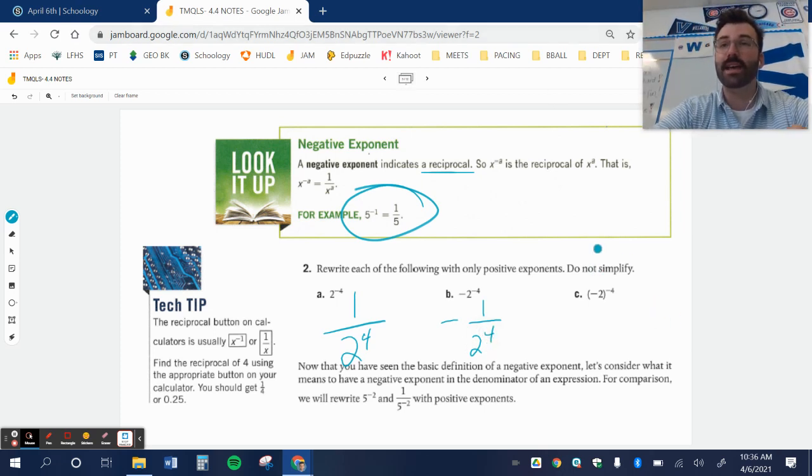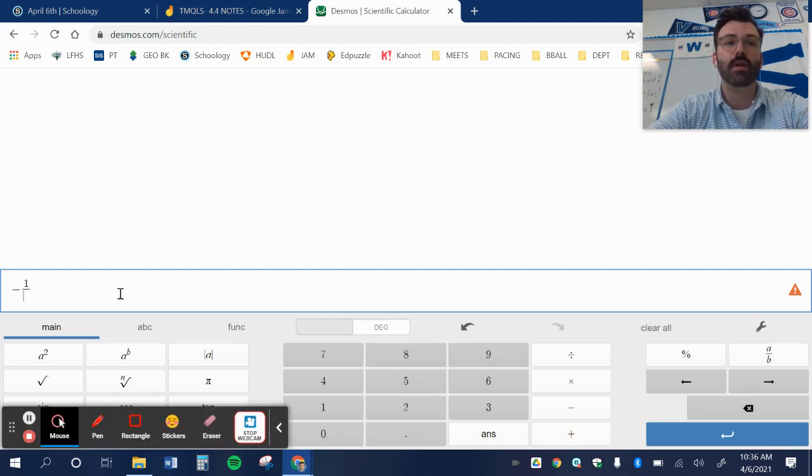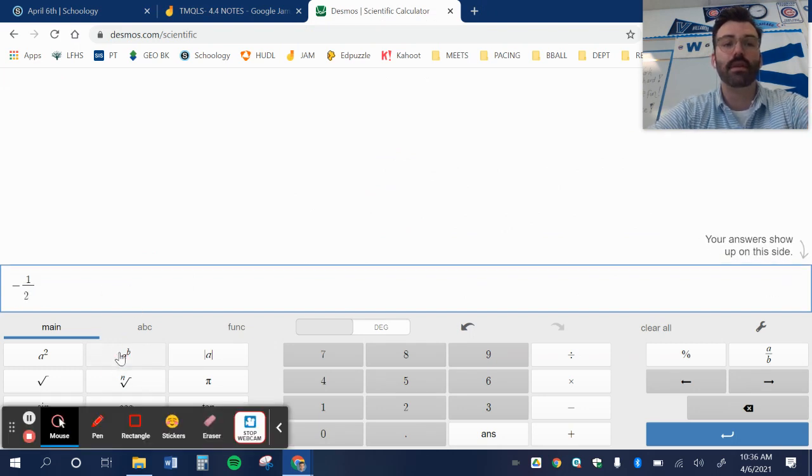In part C, it's saying just the 2 is negative. So if just the 2 is negative, I want to bring the negative with the 2. Because if you plug this into your calculator, you'll notice a difference between the two. And actually, why don't I just do that for you? Let's take a look here. I have negative 1 over 2 to the 4th.